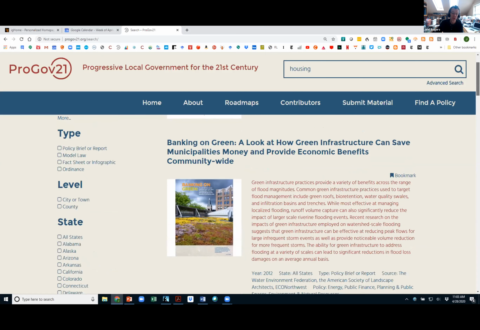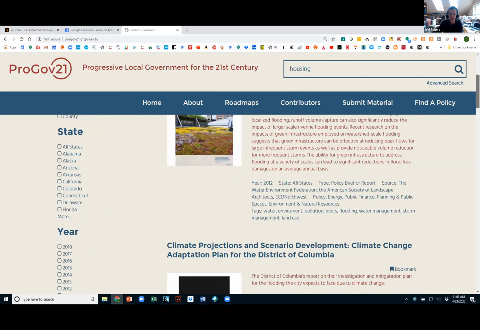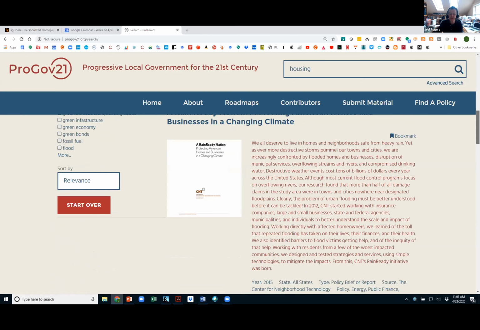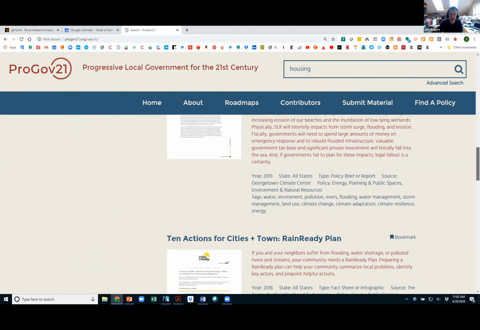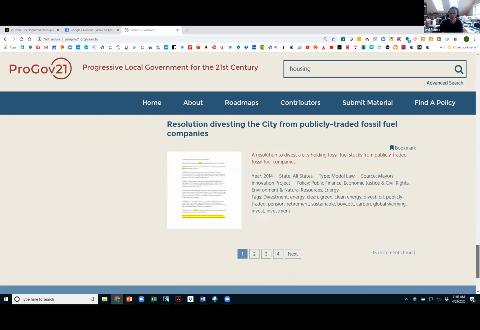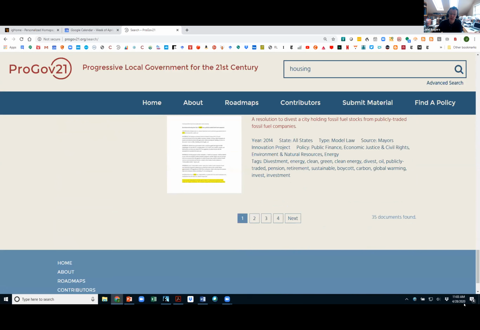Illinois Bank. Oh, this is a great report on green infrastructure, climate change adaptation for different places. And so you'll see. All right, so how many? So 35 documents. And if you want to know if your city has a problem with that or anything else, you go to the search, and you see what we have up there.